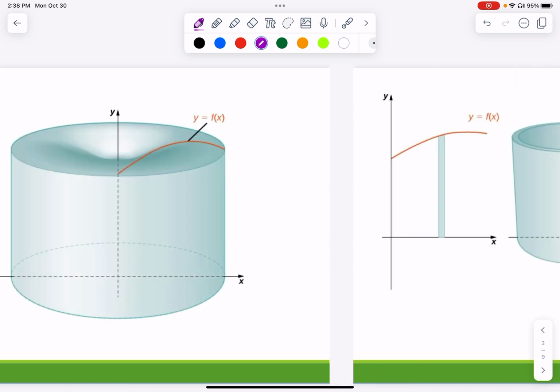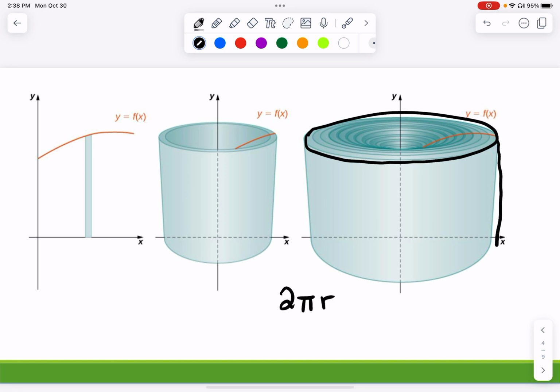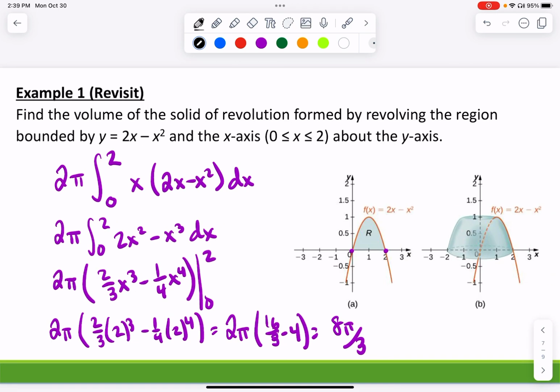Again, what we're doing is summing up a bunch of cylinders. How can I remember that formula? Basically, I have one cylinder here. What's that circumference? The circumference of the cylinder is 2 pi r, and it has a certain height to it. So 2 pi, our r is x, my height is f of x. That's how I remember the formula. Anyway, one example done.